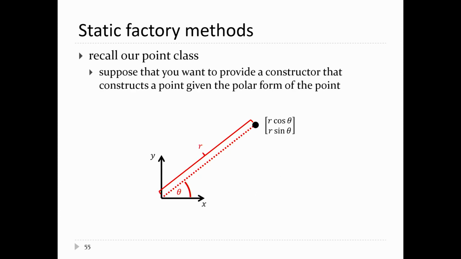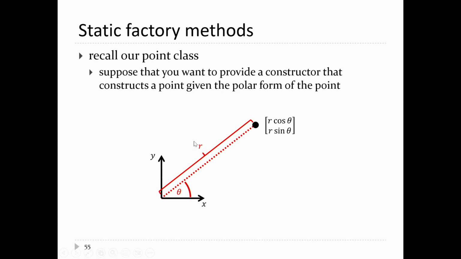So remember our Point2 class. It's a class that makes objects that have an x and a y coordinate. If you know what the polar form of a point is, then the polar representation of the point is characterized by the radius, or the distance from the origin to the point, and the angle from the x-axis, measured counterclockwise. It's easy to compute the coordinates of that point. It's just r cos theta and r sine theta, where theta is in radians.